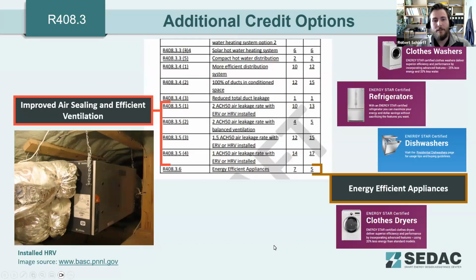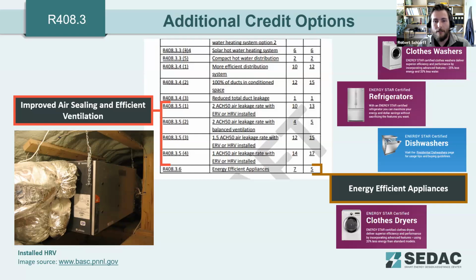Moving on to the last few bits here. So improved air sealing and efficient ventilation. So that is giving you leakage targets with or without an ERV or an HRV installed. And then there are also potential credits for designing and installing a balanced ventilation system. So it's giving you some different leakage targets with caveats of, is there an HRV or an ERV installed, or have you installed a balanced ventilation system? There are points for those options there.